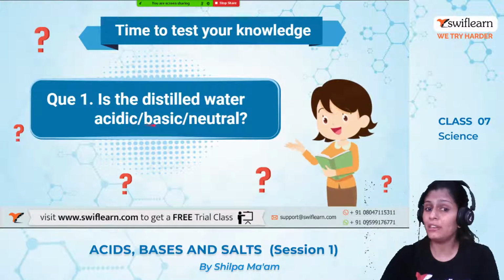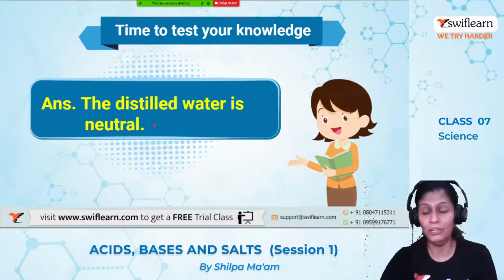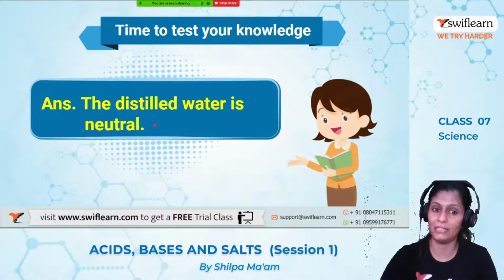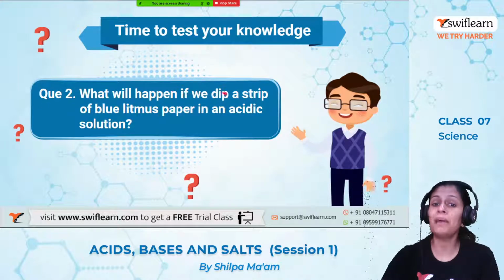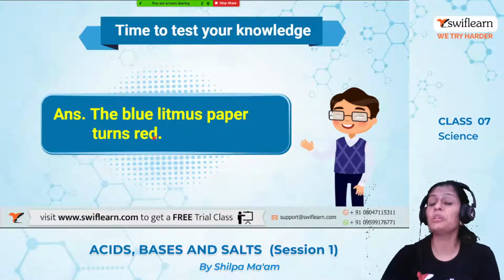Is distilled water acidic, basic or neutral? It is a neutral one. If you can check, we have just checked it, the pH is coming out to be 7. What will happen if we dip a strip of blue litmus paper in an acidic solution? It is going to turn red.